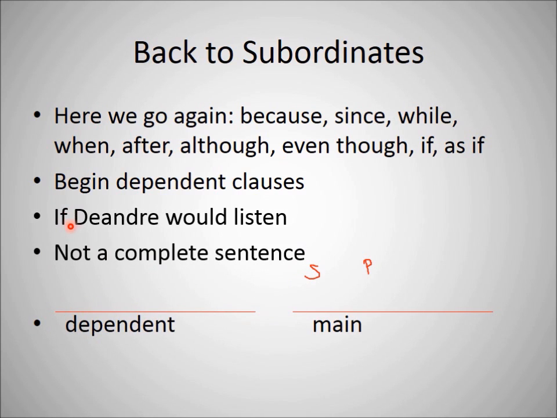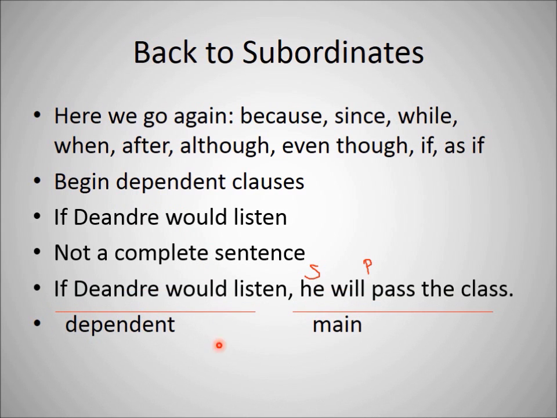Also, if DeAndre will not listen, it's not a complete sentence. Okay? So how can I make it into a complete sentence? I will need a main clause. Look at this. If DeAndre would listen, those words stayed right here. This clause is dependent. Why is it dependent? What word? If. If we start off with a subordinate conjunction like if or because or since or although, you are creating a dependent clause. You do not have a complete sentence.